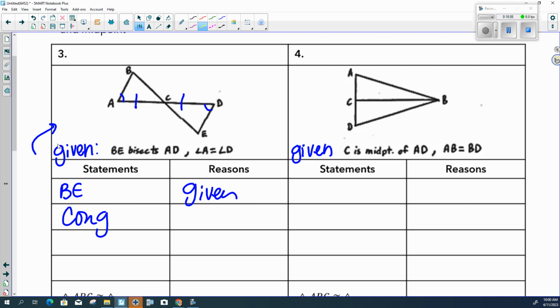If you get stuck, write in as much as you can. Don't just leave the whole thing blank. Write in the given, write which triangle it's congruent to. It's easier for me to help you if you've written down everything you possibly can.